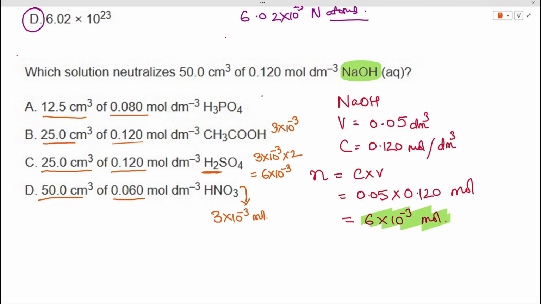So this gives us 1 times 10 to the power of -3, but each molecule gives out 3 atoms, so the number of moles of hydrogen ions is going to be multiplied by 3. So this is 3 times 10 to the power of -3. Now we can clearly see that the same number of moles are only being given by H2SO4, which is going to give exactly the same number of H positive ions as the number of OH negative ions by NaOH. So the right option is option C.